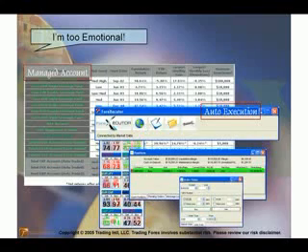I really wish that I could tell you that an emotionally involved trader could become a successful trader, but no, they are not a trader, they are a gambler, so we have got to find a way to keep that emotion out of our trading.